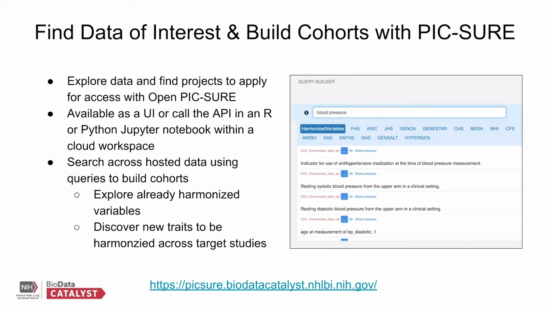You can explore our data assets in an open access way. This is available as both an easy to use user interface, or you can call the PIC-SURE API in an R or Python Jupyter notebook within either cloud workspace. Using PIC-SURE, you can search across hosted data using queries to build cohorts, where you can explore already harmonized variables or discover new traits to be harmonized across target studies.